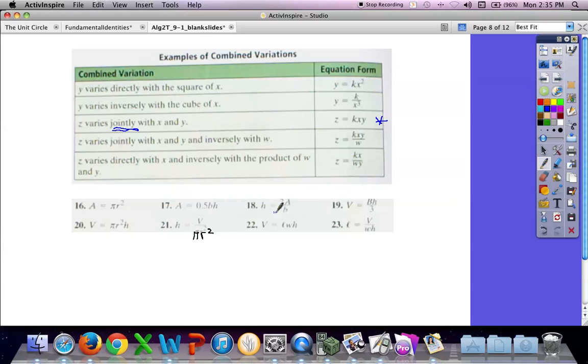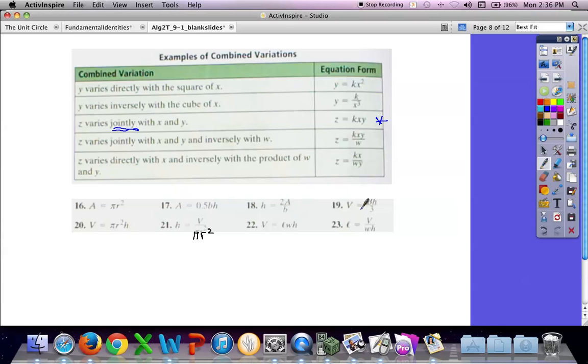What's the constant? 2. There's a 2, right? So how would you describe the variation between H and A and B? Blakely? You saying it? H varies. Chloe? How does it vary with A? Directly. H varies directly with A and inversely with B. Not indirectly, inversely, right? Okay.